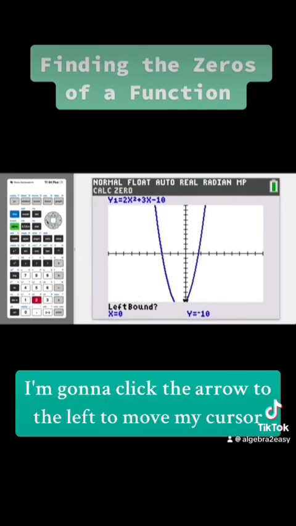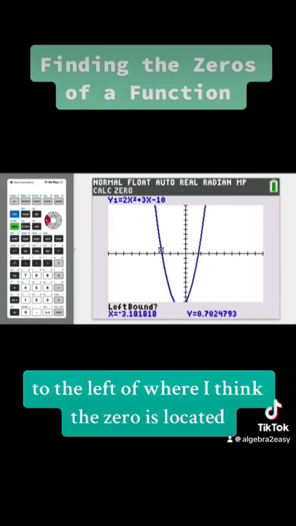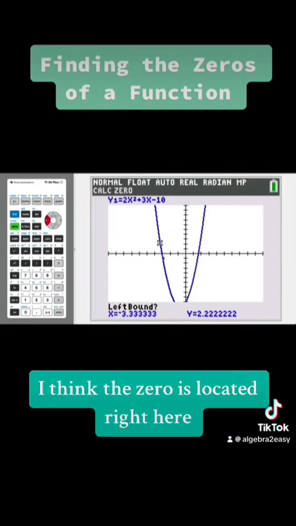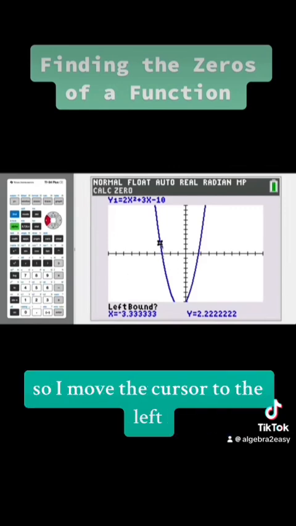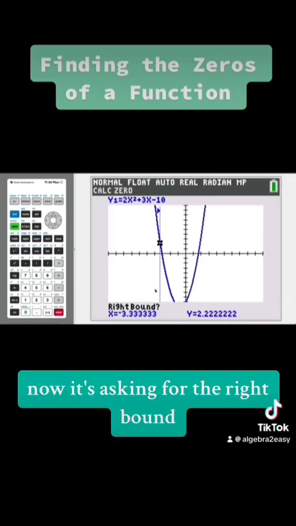I'm going to click the arrow to the left to move my cursor to the left of where I think the zero is located. I think the zero is located right here, so I move the cursor to the left bound of that point and press enter. Now it's asking for the right bound.